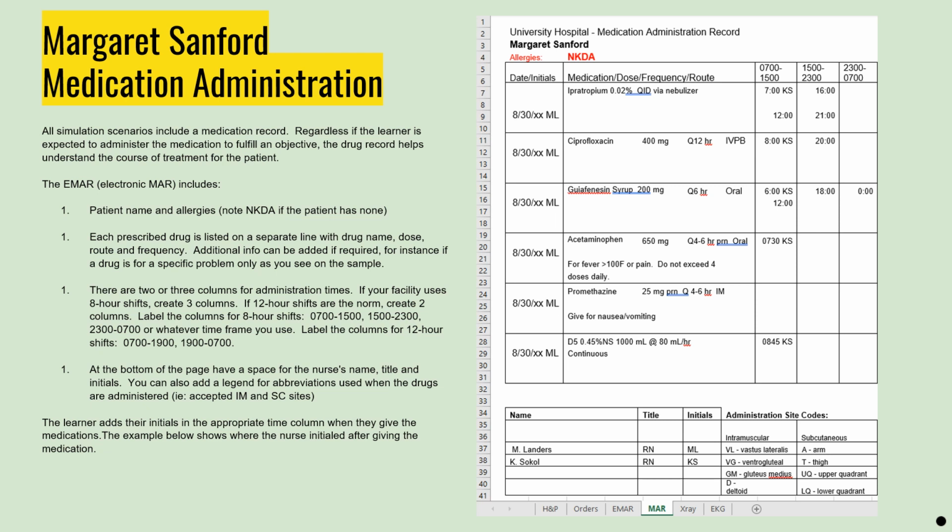At the bottom of the page, have a space for the nurse's name, title, and initials. You can also add a legend for abbreviations used when the drugs are administered. For instance, the acceptable IM and sub-Q sites. The learner adds their initials in the appropriate time column when they give the medication. The example below shows where the nurse initialed after giving the medication. And students can do this directly on the form on the computer during the simulation.